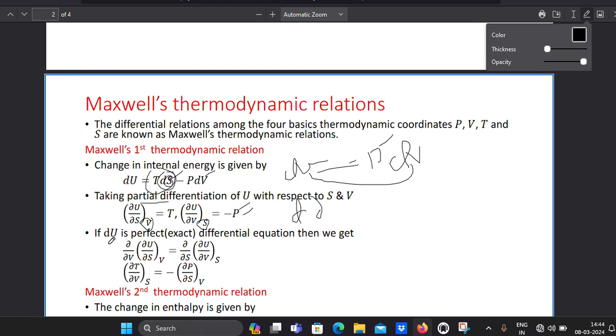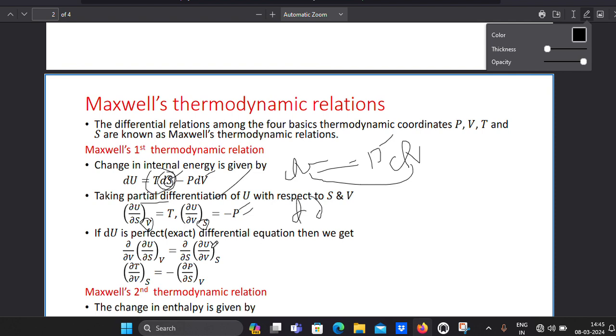Now if dU is a perfect or exact differential, then, we already know exact differential equations. If you belong to the MPC students, you can easily know what exact equations are, because in degree only you get exact differential equations. So please keep in mind exact differential equations from mathematics. Dou by dou V of dou U by dou S is equal to dou by dou S of dou U by dou V.